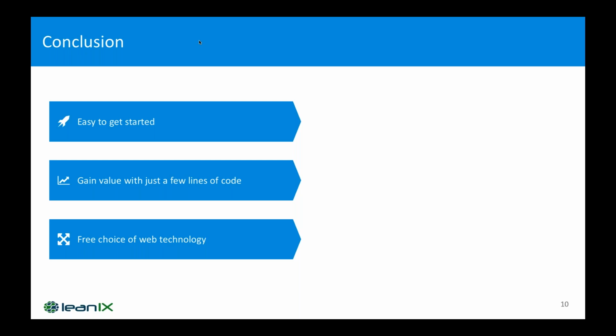You can gain value with just a few lines of code. If you have a specific requirement to show some data based on a specific GraphQL query or on your data in the workspace, you can gain a lot of value by providing a visualization on top of that data. And you have free choice of web technology. I have used HighCharts now, but you can use any web visualization library you want. You can even make a 3D scene based on your data. There is no limit and no restrictions from the LeanIX side.